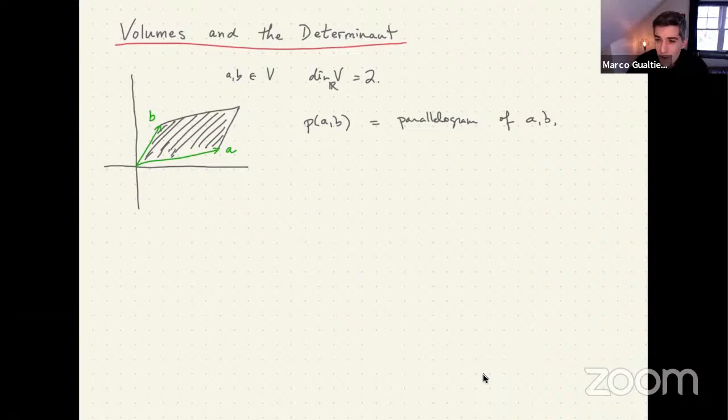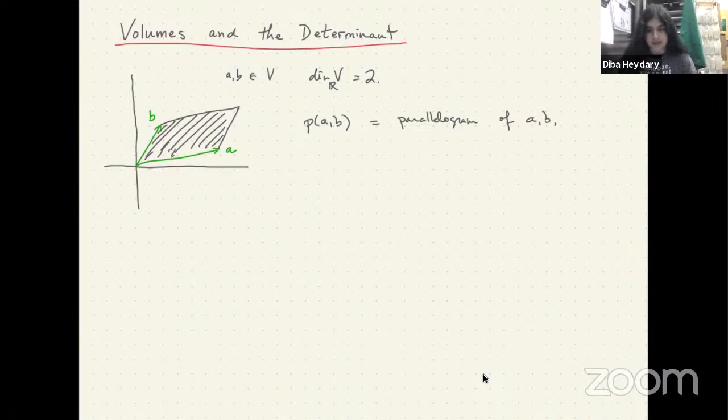Anyone? Does anyone have a suggestion? Yeah, Diva? I believe it would be the vertical component of B minus the vertical component of A times the horizontal component of A minus the horizontal component of B.